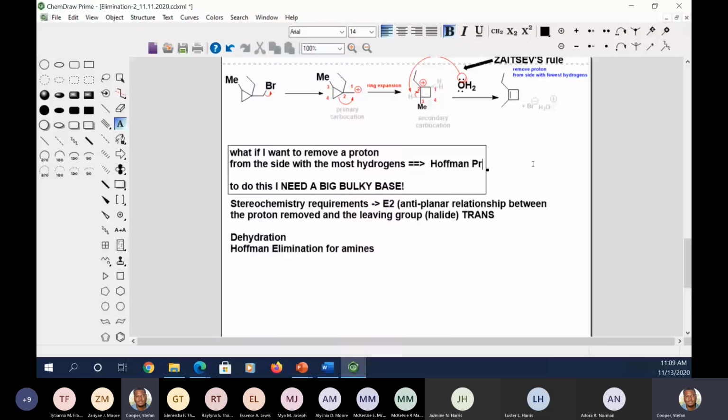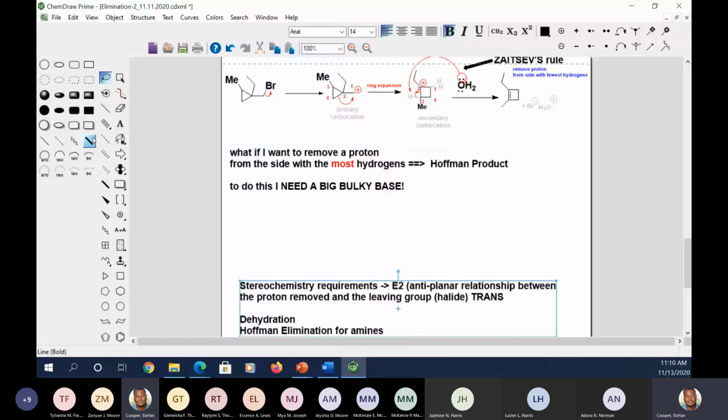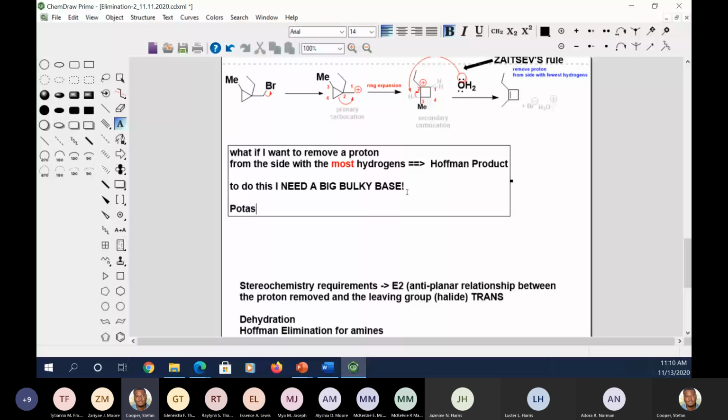There's another way to do eliminations. Is it possible for me to pull from the side that has the most hydrogens? All right, and there is. And to do this, I need a bulky base. All right, and the bulky base that we're going to use, its name is lithium, or I'm sorry, we use the potassium tert-butoxide. All right, so let's take a look at that molecule really quickly.